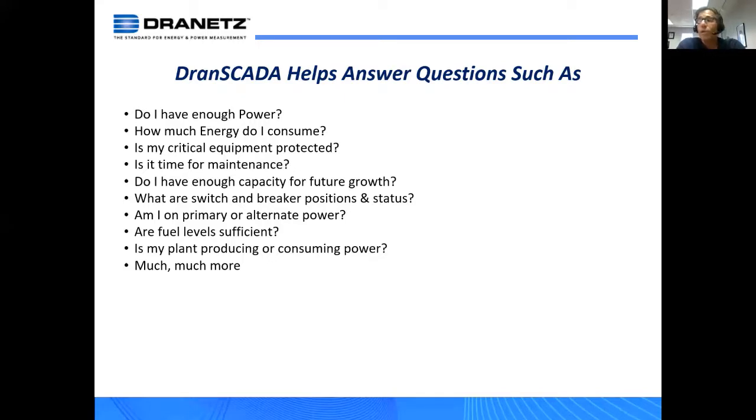Other questions, what are your switch and breaker positions and status? And am I on my primary power? Am I on my alternate power? Am I on my backup power? Things like that. Am I producing energy? Am I consuming energy? I have gas generators. What are my fuel levels? Are they sufficient? There's much, much more. These are just some popular questions that can be answered and information that DranSCADA can provide to its users.